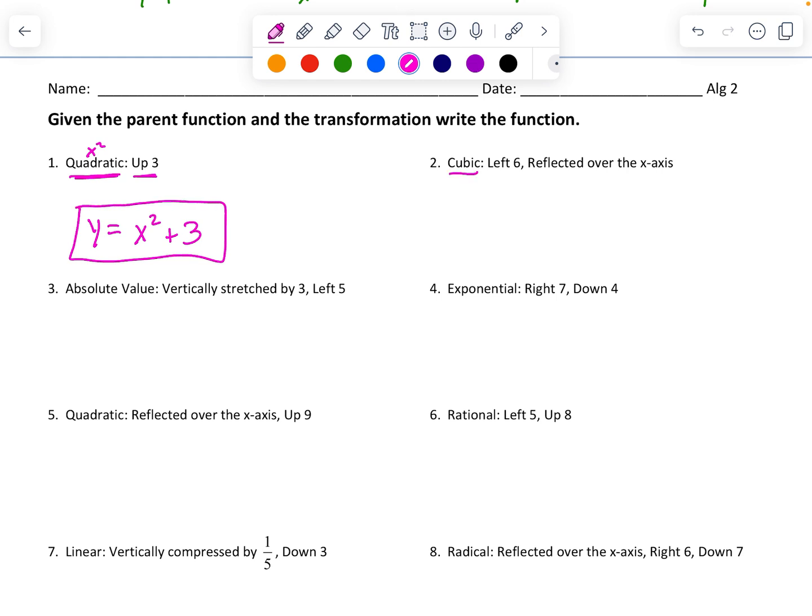Number 2, it says cubic, which I know is an x cubed. Left 6 is going to have to go on the inside, and then reflected across the x-axis is going to have to be a negative on the outside. So we know we're going to have y equals, the left 6 has to go on the inside, so we'll have a plus 6 cubed, and then the reflection over the x-axis tells me it needs a negative in the front.